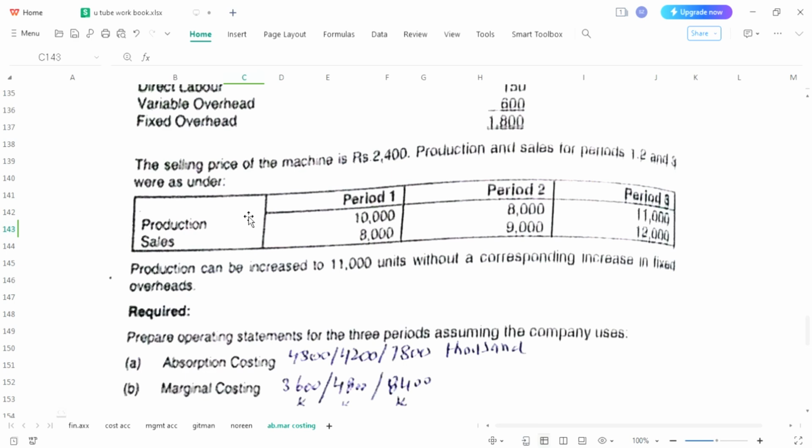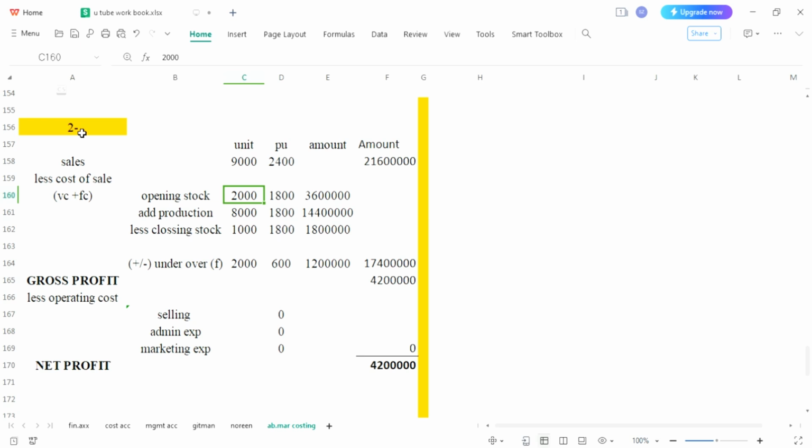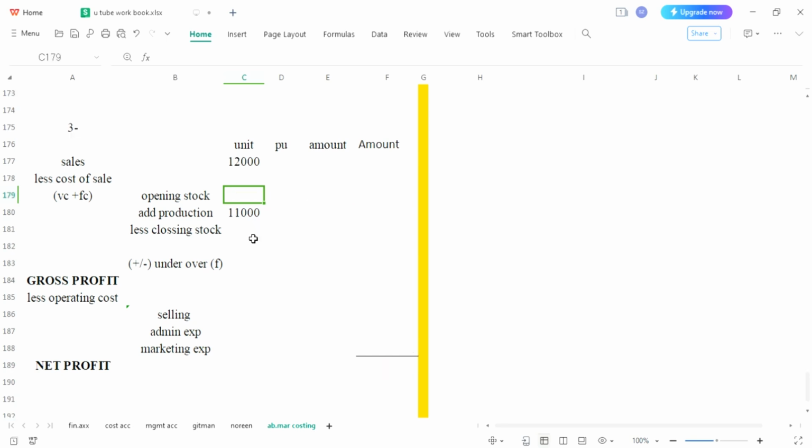And then you can see sales units are 12,000. So 12,000 would be put in front of sales. For opening stock, here you are solving part 3. You will go to part 2: closing stock of the previous time period would be opening stock of the new time period. Here, closing stock of the second time period would be opening stock of the third time period. So 1,000 closing stock would be opening stock of the next period.